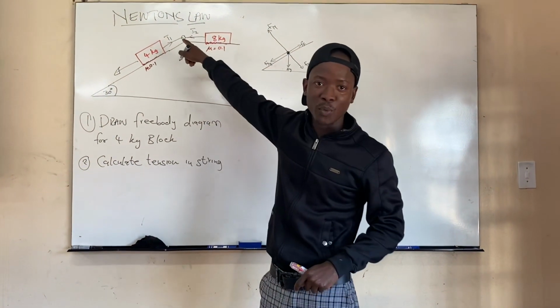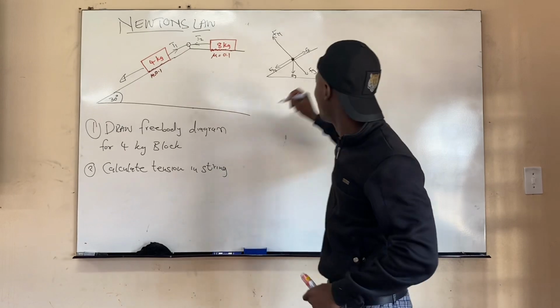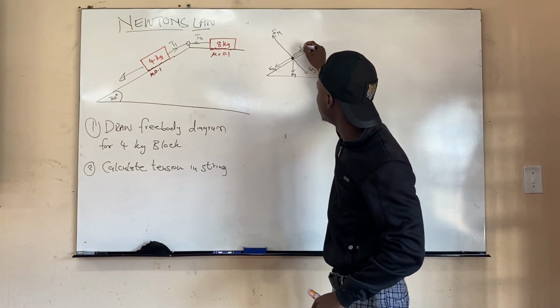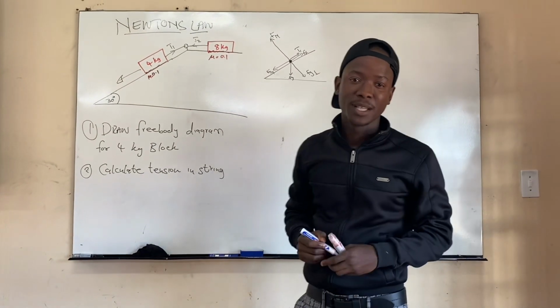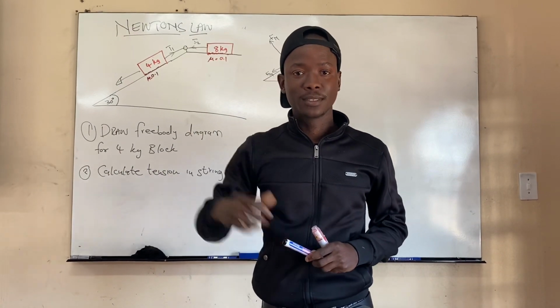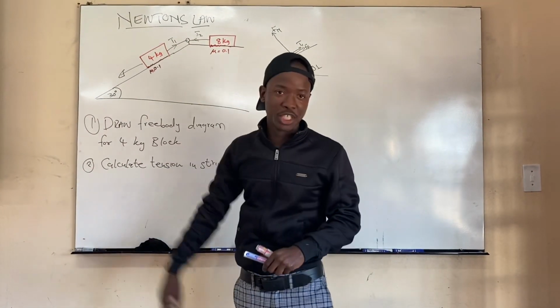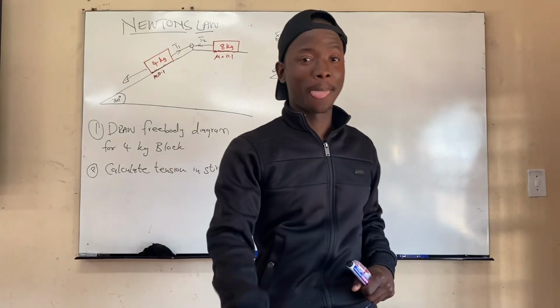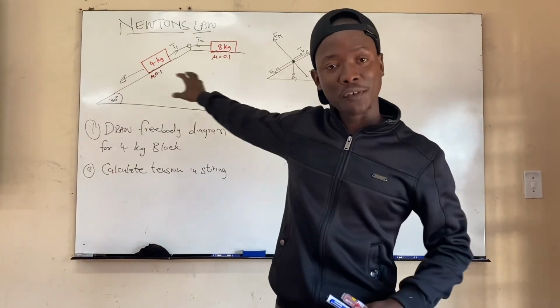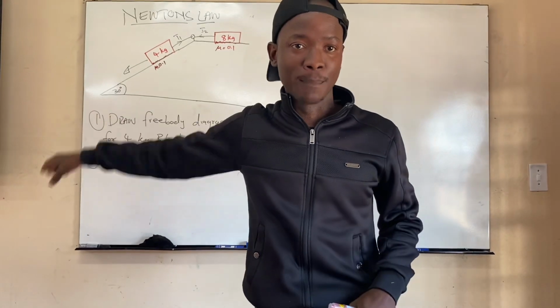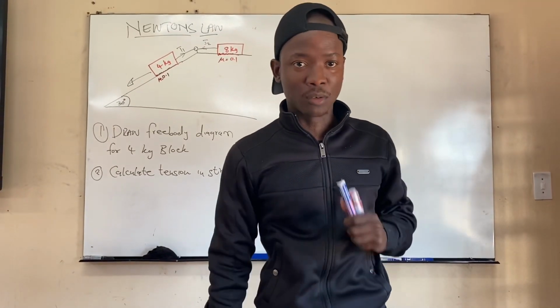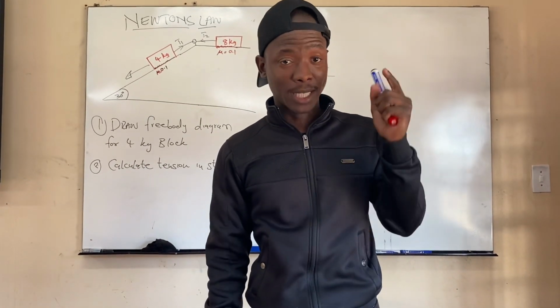Then, where is T1 going? It's opposing the motion. Therefore, on the free body diagram, we show this is T1. That's it. This is the free body diagram of the 4 kg block. You understand? Now, all these forces will go into our F net equals ma when we want to do the calculations for the tension.